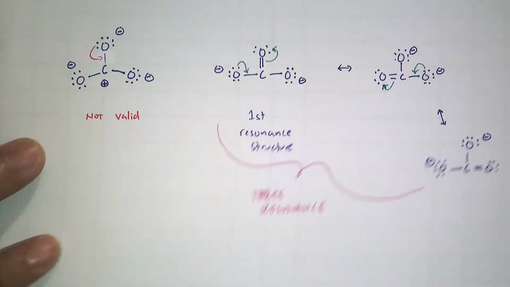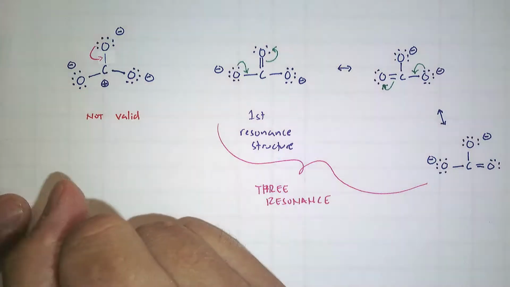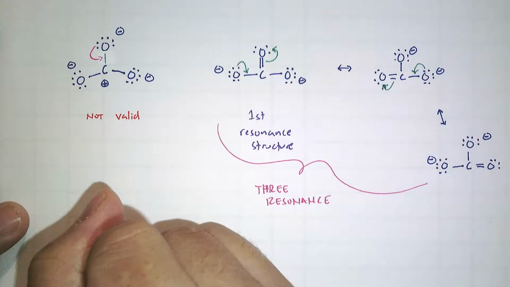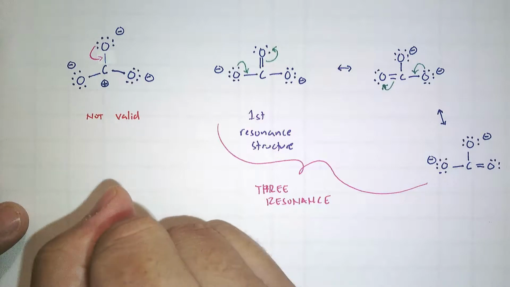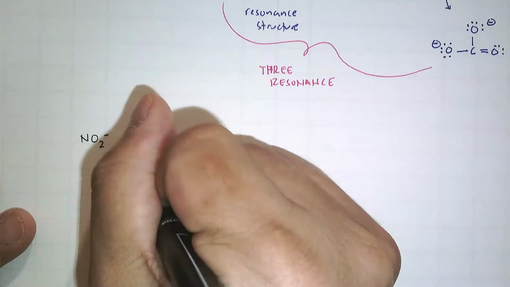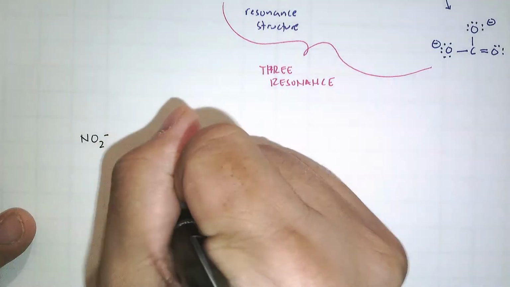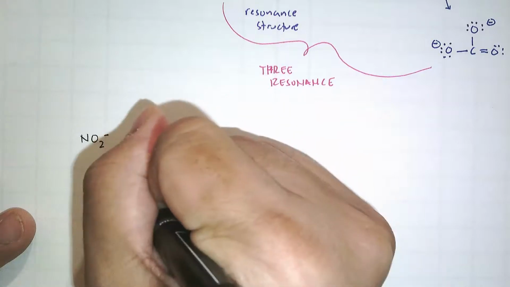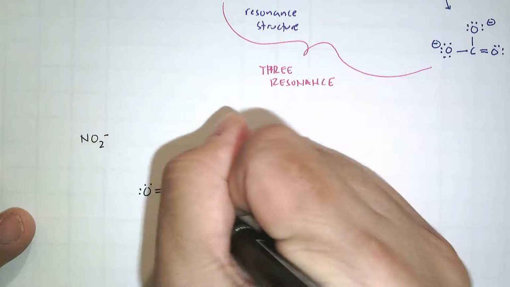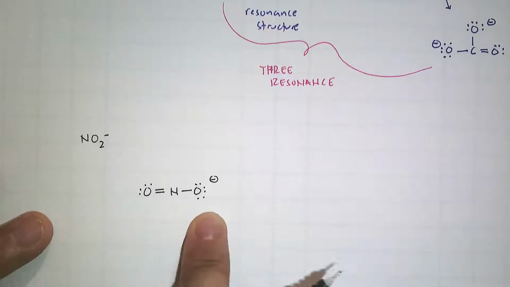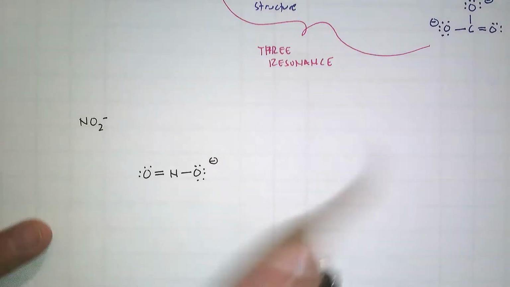I'm not going to do these with you, but let me give you some example problems. Nitrite. Nitrite is NO2 minus. What the exam problem could say is that this is one structure of nitrite. Or they may even ask you to draw the structure of nitrite. Draw all the resonance structures for this molecule.